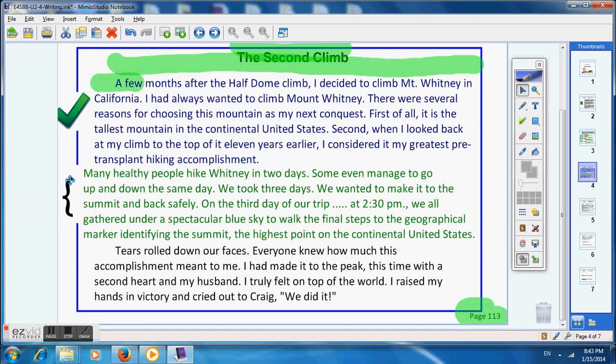Many healthy people hike Whitney in 2 days. Some even manage to go up and down the same day. We took 3 days. We wanted to make it to the summit and back safely. On the 3rd day of our trip, at 2:30, we all gathered under a spectacular blue sky to walk the final steps to the geographical marker identifying the summit, the highest point on the continental United States.